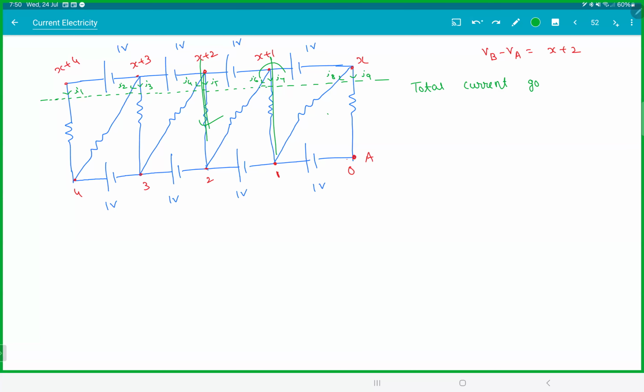Making sense? The total thing is isolated. So the total current crossing the line should be 0. I hope everyone is making sense of that. So indirectly, I'm saying I1 plus I2 plus I3 up to I9 is 0. Is that making sense?